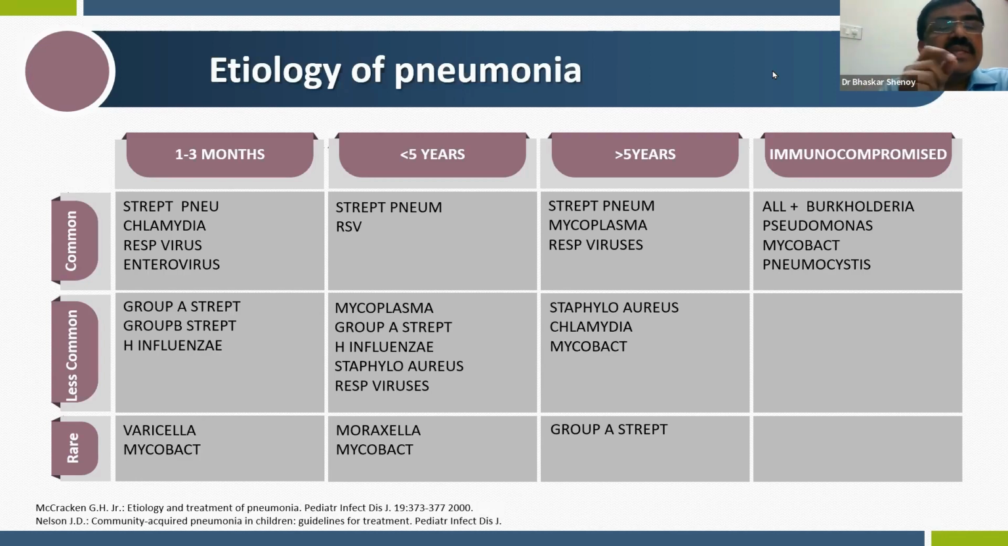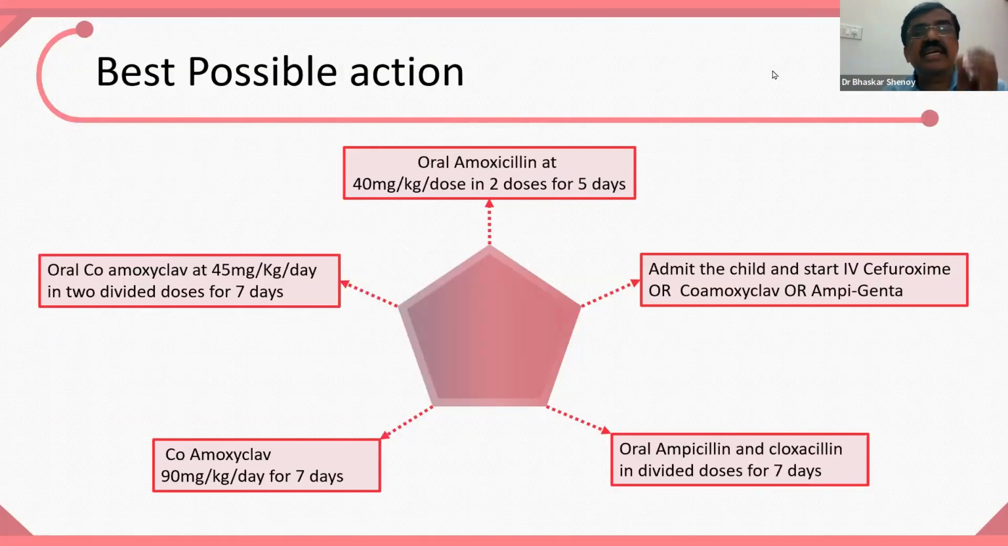In a child between 3 months to 5 years, again, it is Streptococcus pneumoniae, and then RSV is another important organism, Mycoplasma, Staph aureus, H influenzae. More than 5 years, again, Streptococcus pneumoniae and Mycoplasma take the upper hand along with the viruses. So if you notice this chart, the table, in all age groups, it is the Streptococcus pneumoniae which leads the etiological factors. So in this child, what are the actions that you are going to take?